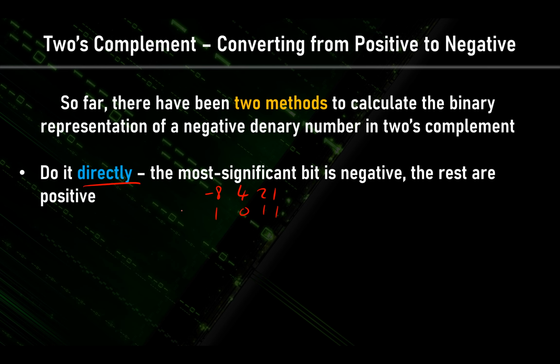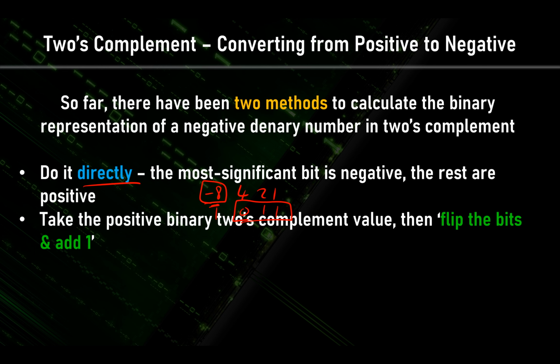So when I say do it directly, you just calculate it in your head: write the negative one down, and then think what you need to add to that to get the correct value. The other method, as we've seen, is to flip the bits and add 1. In the exam you can use both of these, but it will say show your working. So whichever method you use, make sure to show your working.